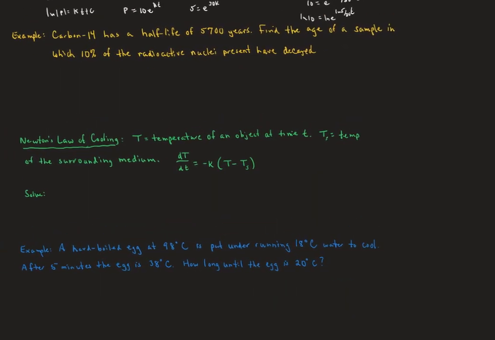All right, let's do this: carbon-14 has a half-life of 5,700 years. Find the age of a sample in which 10% of the radioactive nuclei present have decayed. So if 10%, I think we can get to just our P equals P sub 0 e to the kt, which is going to be our equation there. And if 10% has decayed, that means we still have 90% of what we started with.